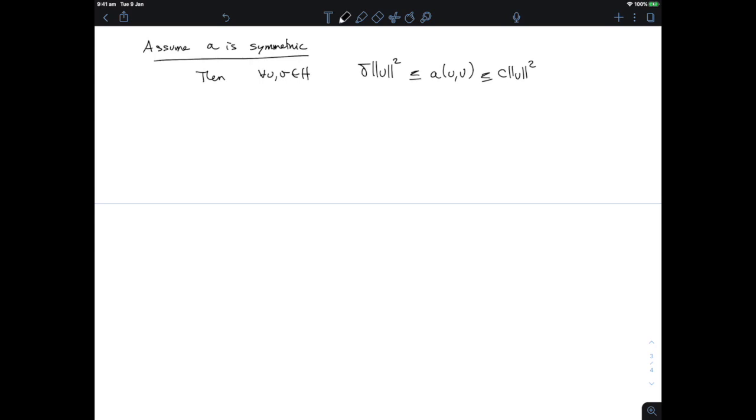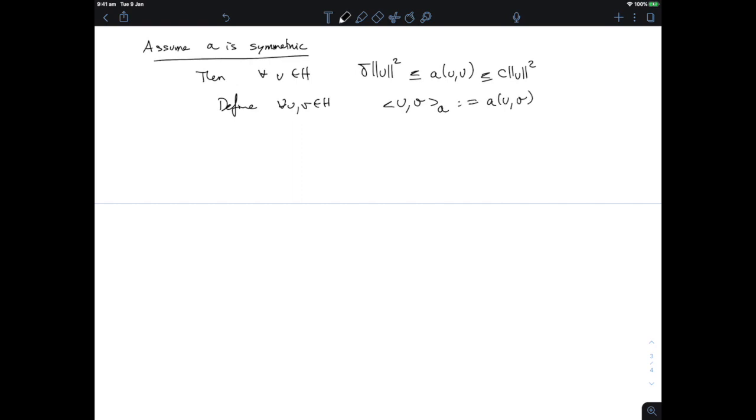So a(u, u) is a quantity that is equivalent, up to some fixed constant, to the norm of u squared. So I'm going to define, well, this was really just for all u in H, but now for all u and v in H, I want to define the inner product of u and v adapted to a as being a(u, v).